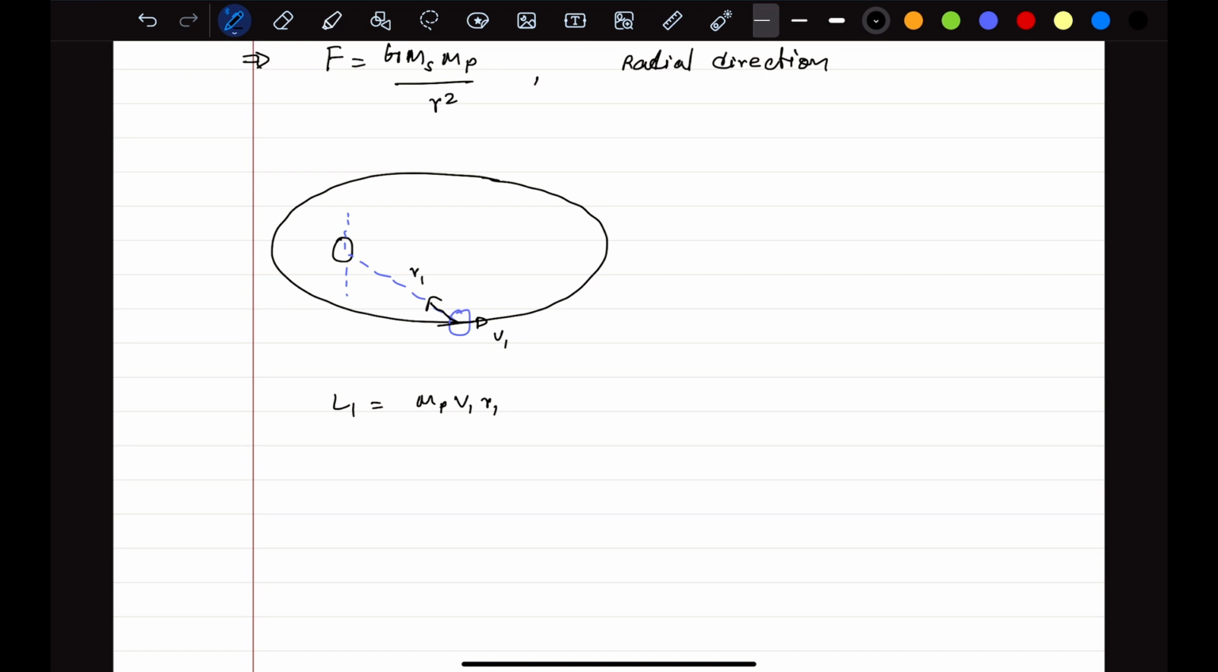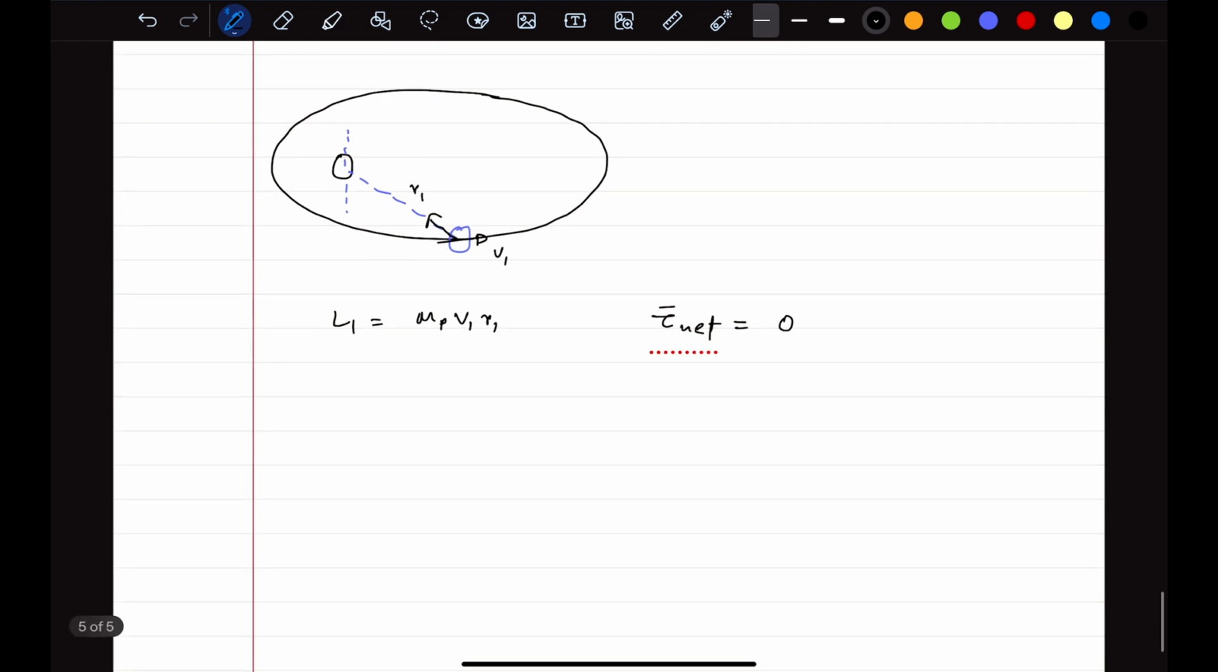If I ask you what is the torque at that point of time, tau net, you know that on this object only the gravitational force is acting. That's why only the torque due to the gravitational force will be there, and this gravitational force is passing through the sun. Because it is passing through the axis of rotation, the torque of this force will be 0. So from here you can say that tau net is 0, then the angular momentum will be constant.